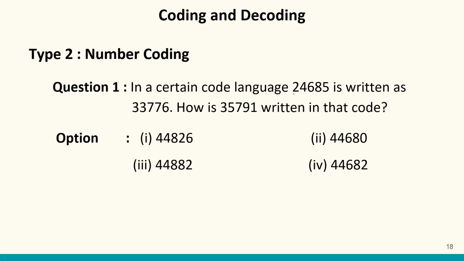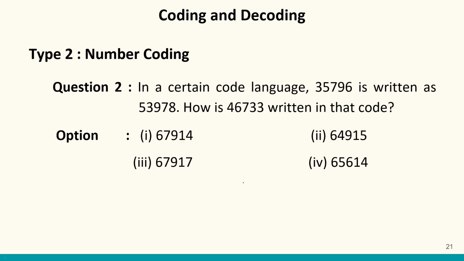Okay. Now number coding. In number coding, let us see. 24685 is written as 33776. So I can see plus 1, minus 1, plus 1, minus 1, plus 1. This is the logic that we are using. So we'll use a similar logic for this number. So plus 1 will give us 4, minus 1 will give us 4, plus 1 will give us 8, minus 1 will give us 8, and plus 1 will give us 2. So our answer will be 44882, which is option number 3.